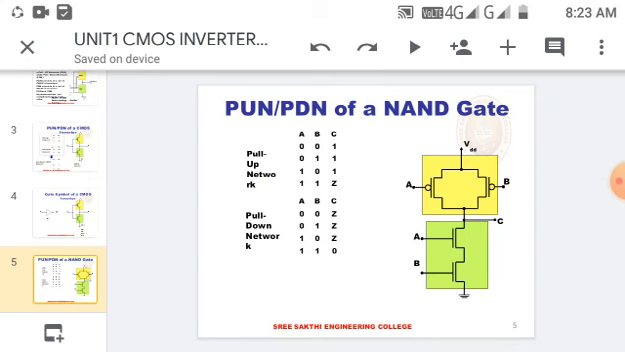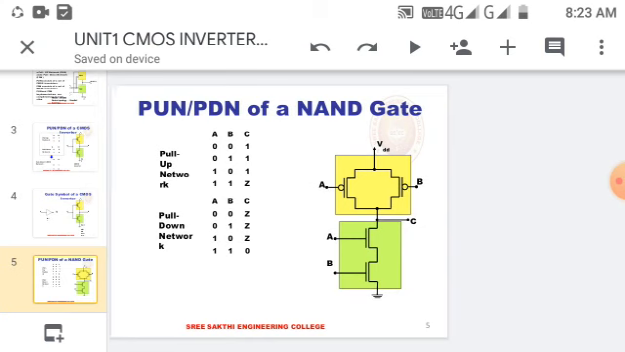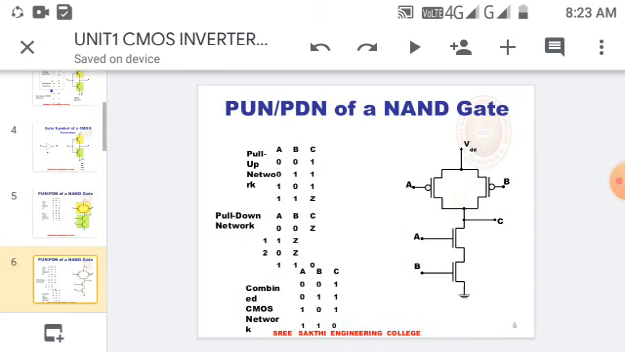So when the input of A is 0 and B is 0, what will be the output? Similarly, if A is 0 and B is 1, what will be the output? For the combination 1, 0, what will be the output? For 1, 1, what will be the output? Similarly, for the pull up network, for the inputs 0, 0, 0, 1, 1, 0 and 1, 1, what will be the output?